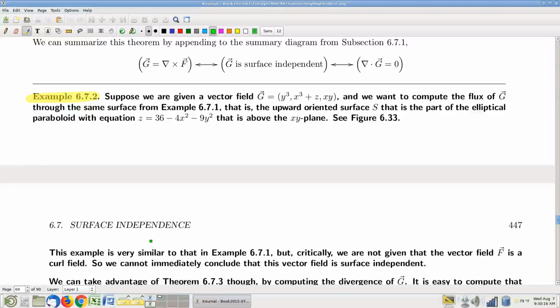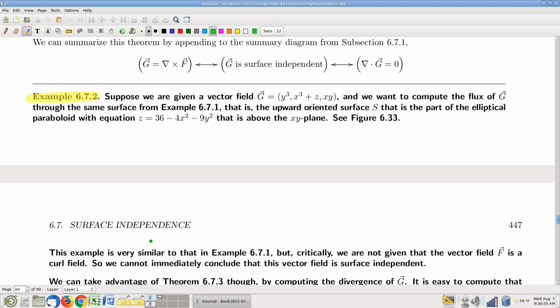Okay, so here's where we were last time. We were talking about surface independence. Right? Let me just remind you, surface independence is just like path independence. The same idea, just shifted over one dimension on the diagram, one notch further to the right.